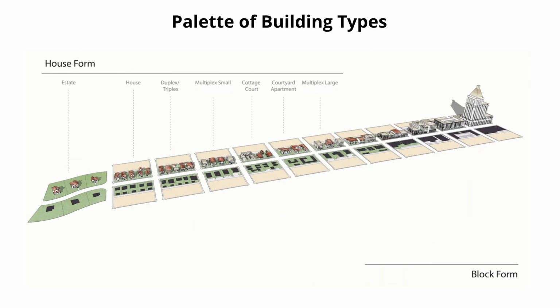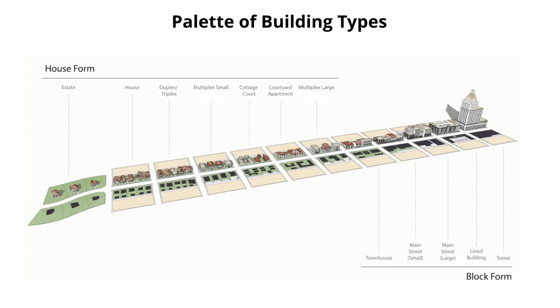On the house form end of it, there's different kinds of houses. There's duplexes, triplexes, and fourplexes. There's what we call a multiplex small, a cottage court, a courtyard apartment, and a multiplex large. And usually these buildings top out in the house form end of it, 3 stories, maybe sometimes 4 in some cases, and 20, 25 units. You're talking about buildings like that. You're not talking about buildings bigger. Buildings bigger are in the block form end of the continuum or this palette.